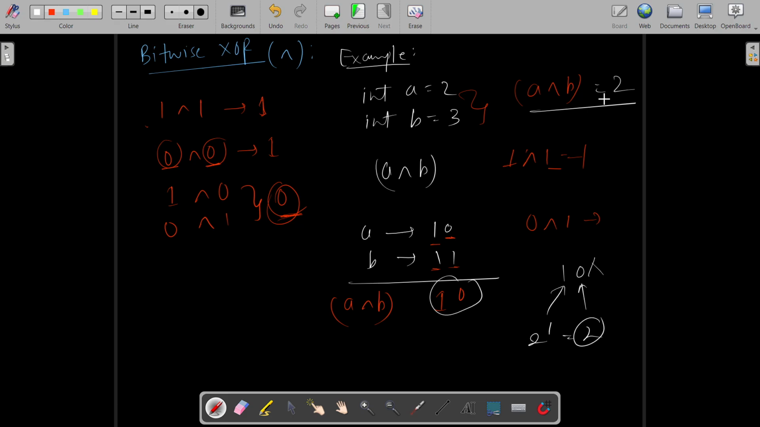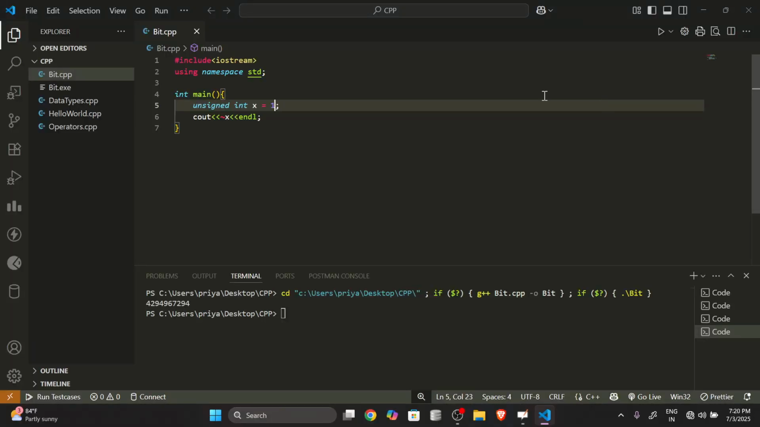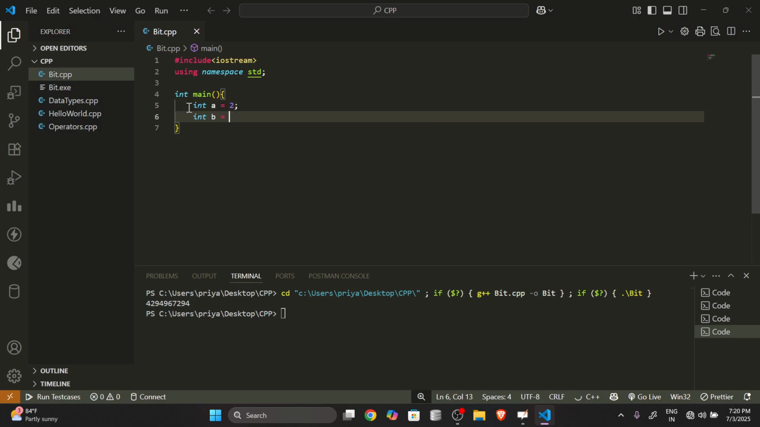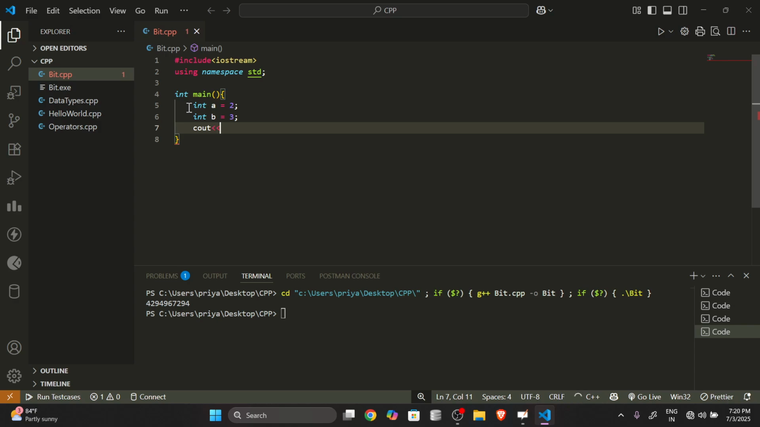Let's try to test this. Let's remove this. int a is equal to 2 and int b is equal to 3. Let's try to print a XOR b.